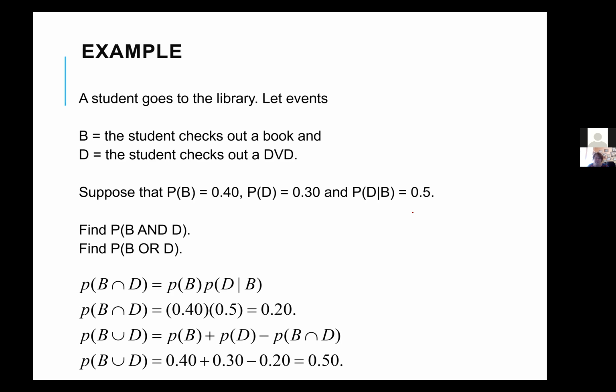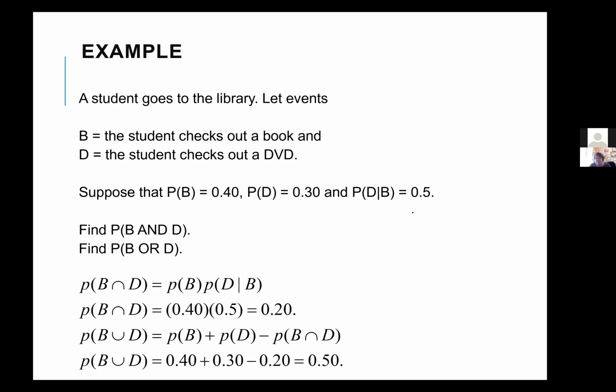The probability that he checks out a DVD, given that he's already checked out a book, is 50%. So apparently, these are not independent events, because when he checks out a book, then the probability of him checking out a DVD is affected. So the probability of him checking out a DVD, given that he's already checked out a book, is 50%, 0.5.